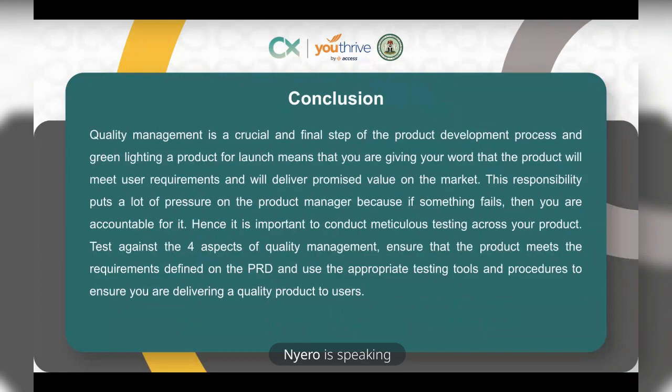Now, quality management is a crucial and final step of the product development process. And this is a conclusion. As I said earlier, greenlighting a product for launch means that you are giving your word that the product will meet user requirements and will deliver promised value on the market. So it's a very serious thing. It might sound light, but it's not. It's very serious because people will ask who conducted QA. If the product is messy, who conducted QA, and why did you think that this product was ready for launch?